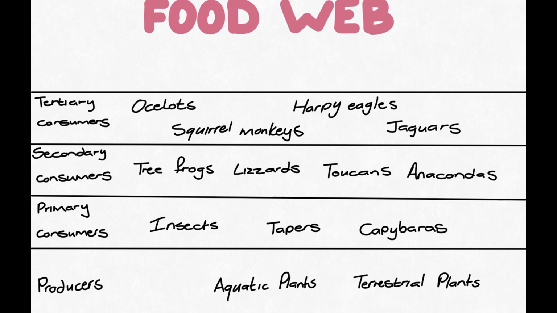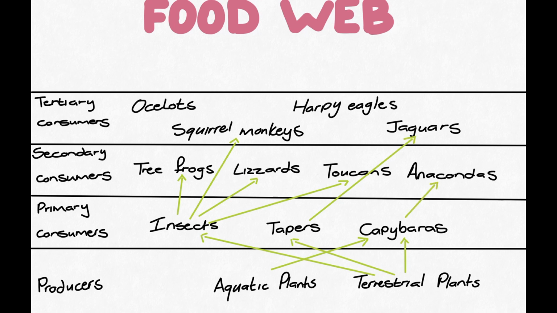Now, the food web itself within a tropical rainforest is very complex. Firstly, our aquatic plants can be eaten by capybaras, whereas our terrestrial plants are eaten by capybaras, tapirs, as well as insects. Our insects are eaten by tree frogs, lizards, and squirrel monkeys, as well as toucans. Our tapirs are eaten by our tertiary consumer jaguars, and our capybaras can be eaten by anacondas, jaguars, and harpy eagles. Now, tree frogs and lizards can be eaten by squirrel monkeys.